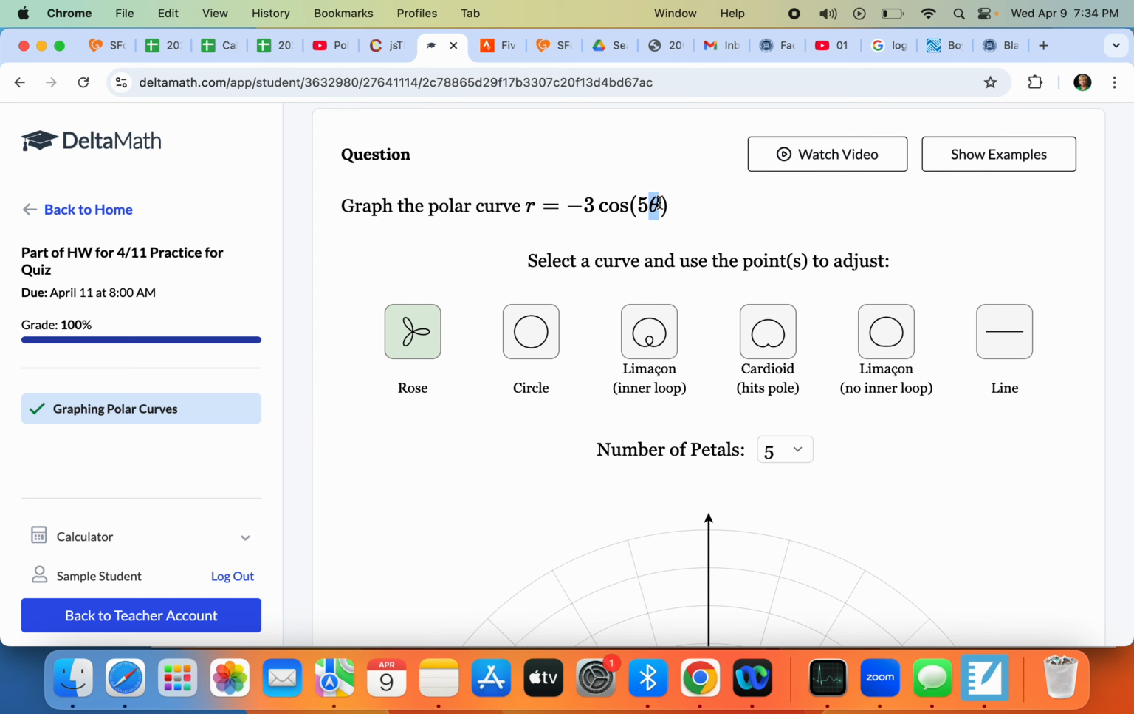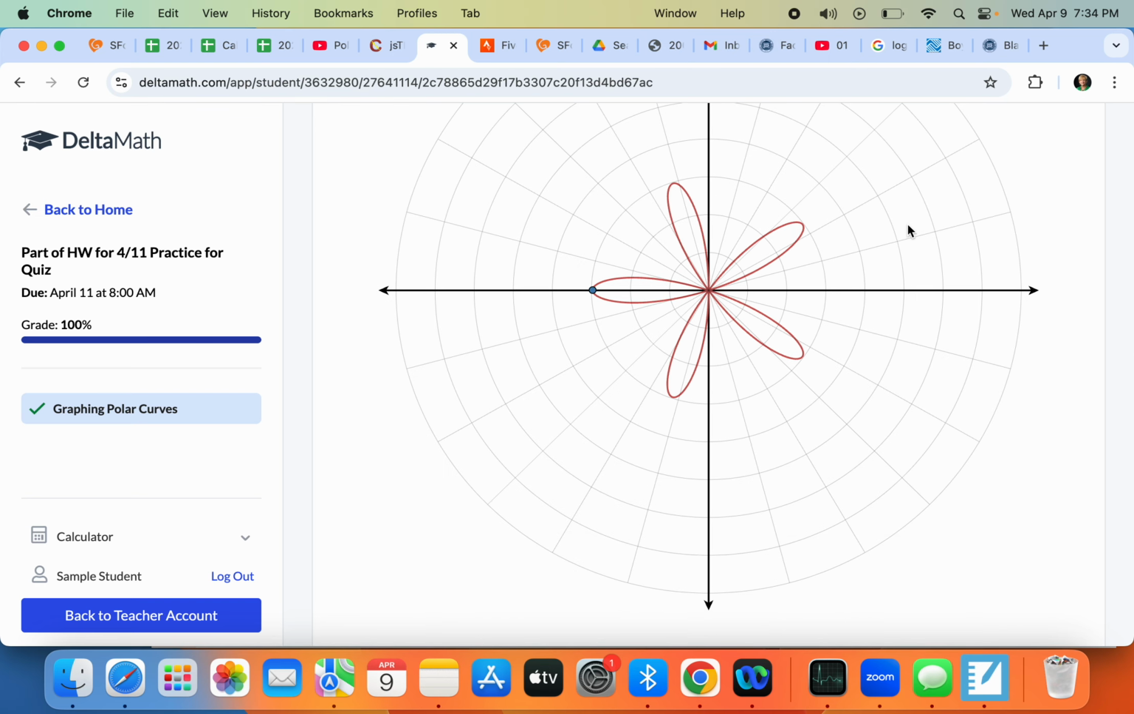right here. 5 times 0 is 0. The cosine of 0 is 1. You get negative 3. So you're pointing towards 0, but it tells you to go back 1, 2, 3.